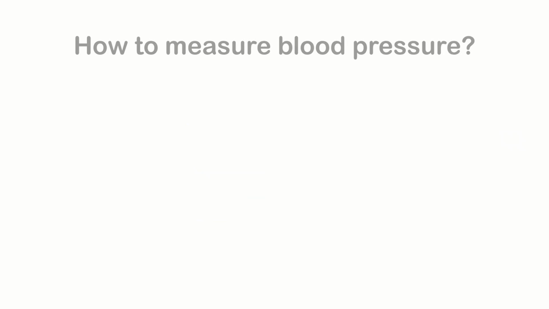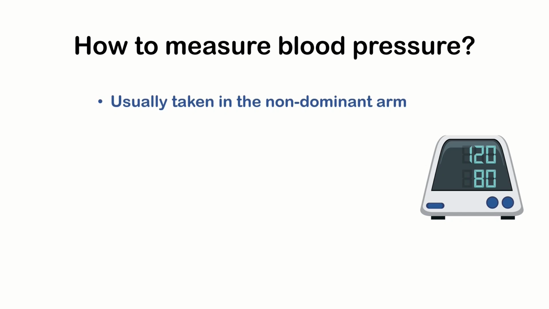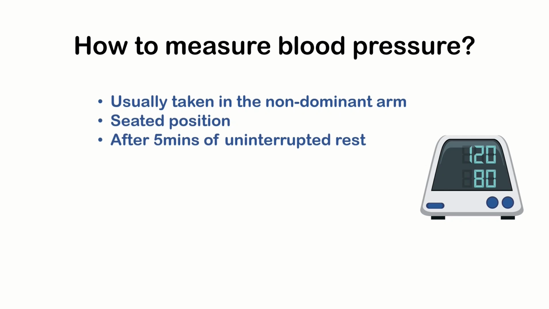So now, let's talk a bit about how to measure blood pressure in the clinical setting. When blood pressure is measured, the readings are usually taken from the non-dominant arm. The patient should be in a seated position. There should be at least 5 minutes of uninterrupted rest before starting the blood pressure measurement.